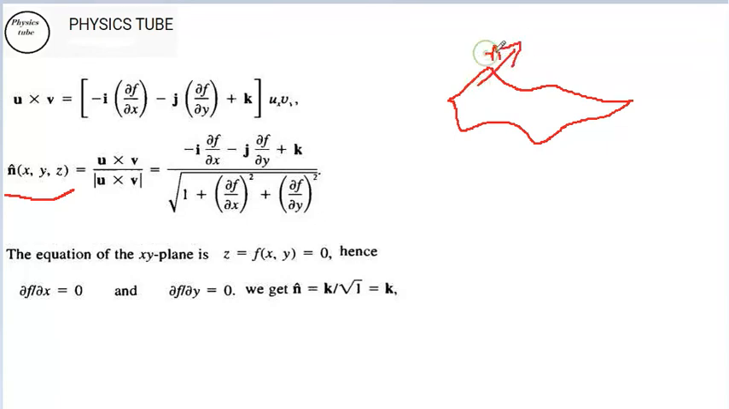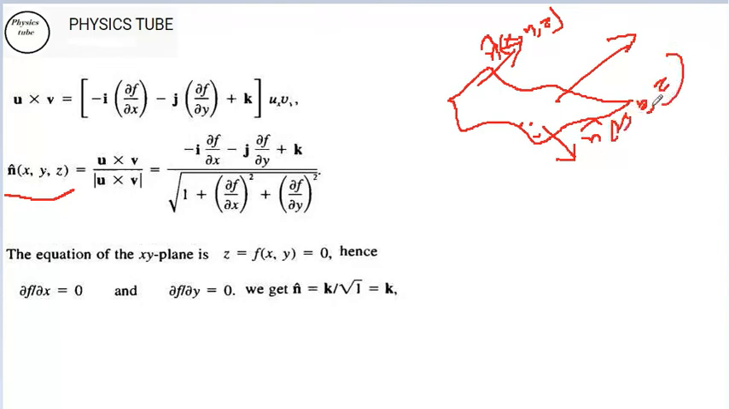This is n hat. I cannot call it n hat directly, n of x, y, z, and this is also n hat, or maybe it is the other way around, this way, n hat. If I say x, y, z, I can pick generally one x, y, z. So I have no problem in understanding this. In all cases I can find out u and v.